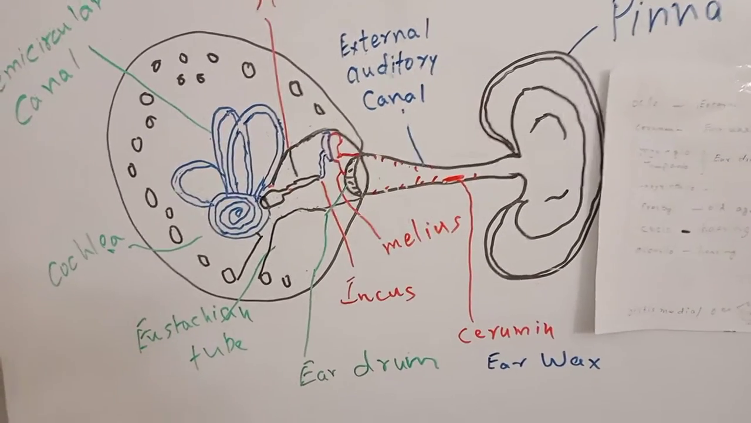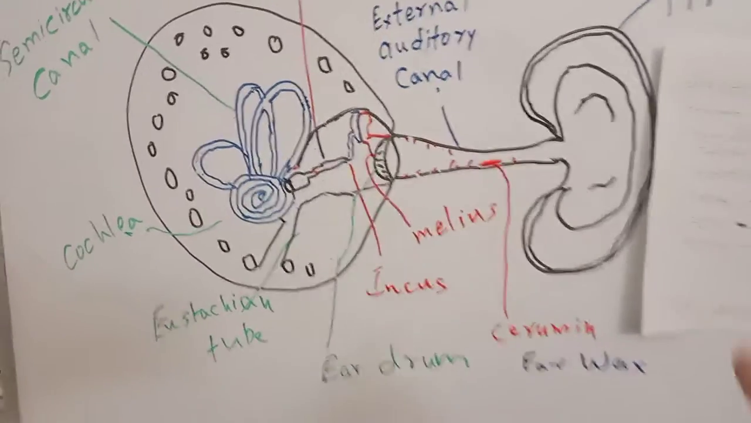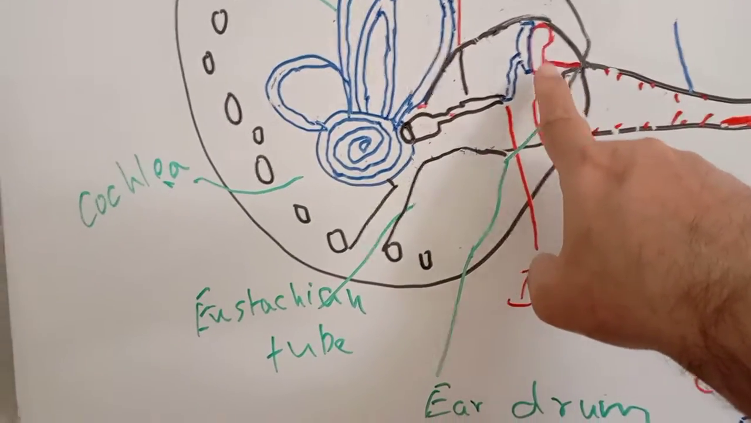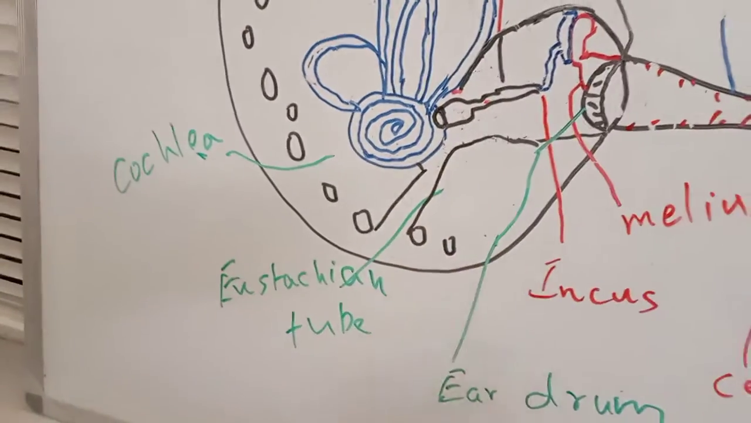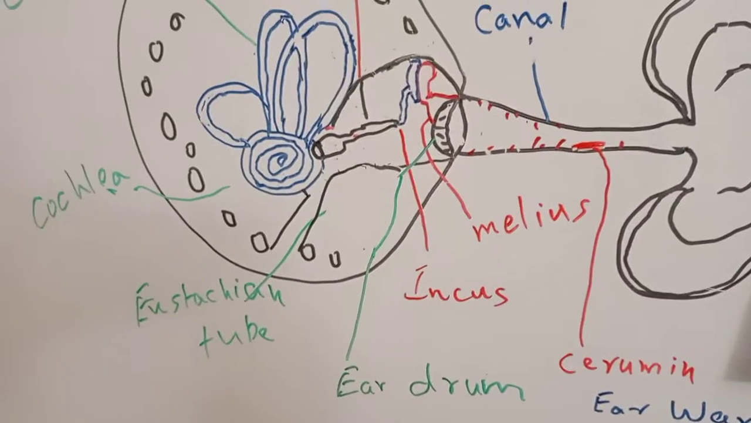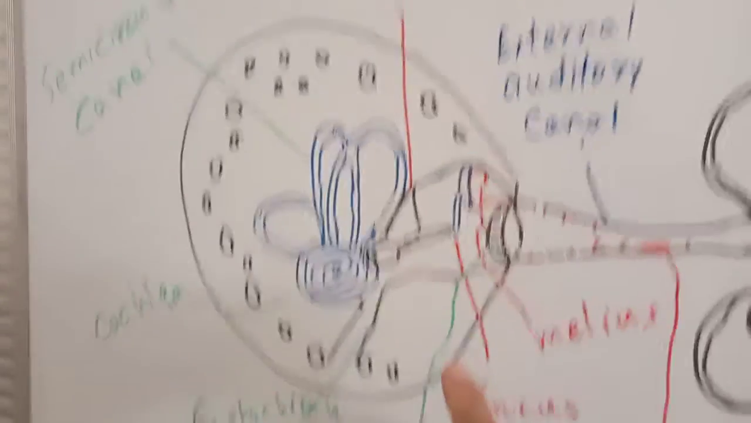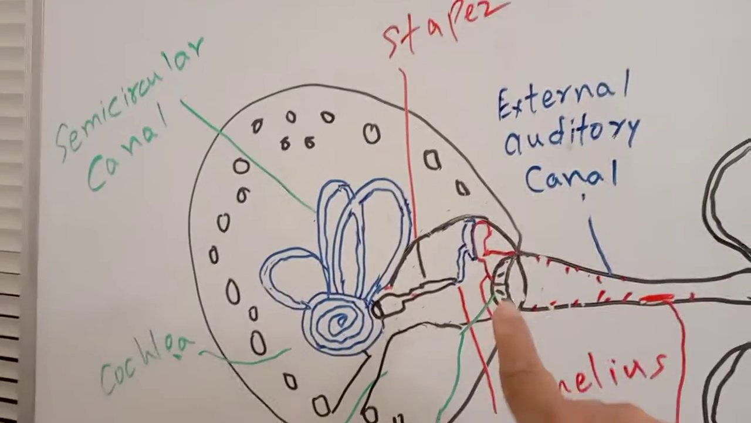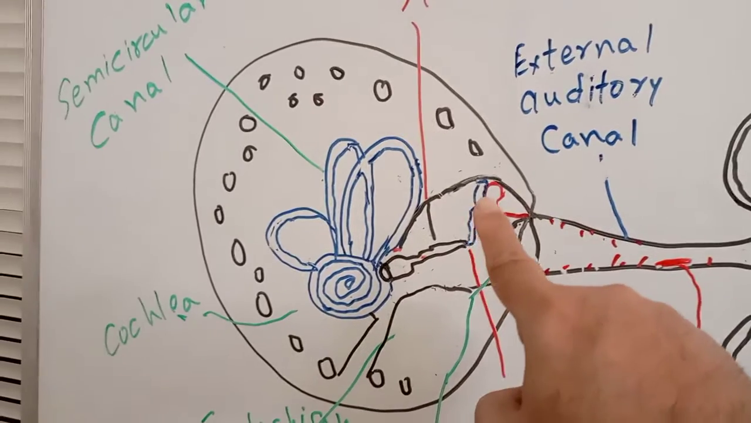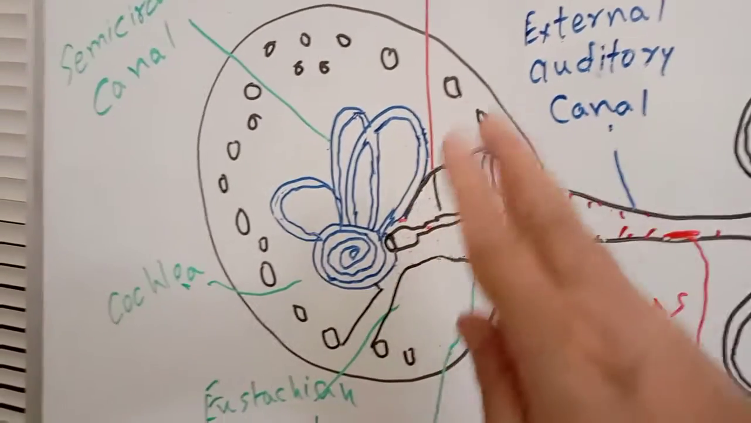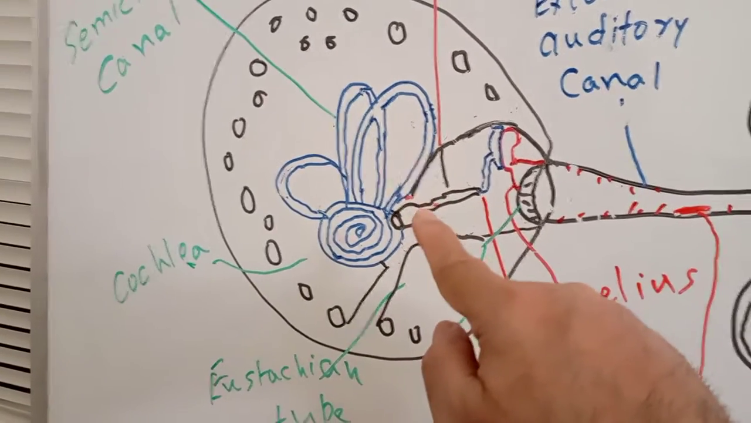When these vibrations reach the eardrum, the vibrations are transferred to these small bones. There are three small bones in the middle ear. Their names are malleus, incus, and stapes. This is malleus, this is incus, this is stapes. And this vibration then reaches the oval window. They are attached with the oval window.